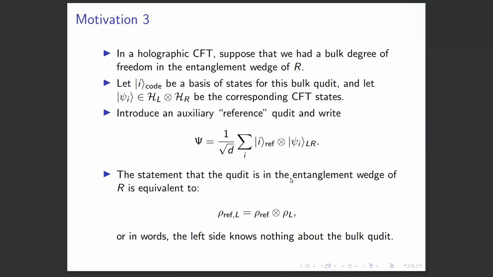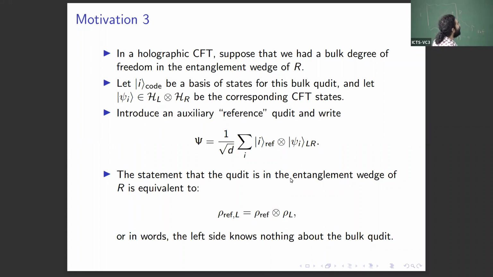Okay. Yeah. All right, good. So this sum over I is running over how many? It's, let's say, whatever the bulk code subspace is. So if you had a bulk degree of freedom that you wanted to reconstruct, let's say it goes from 1 to 2, then the sum over I will be that. So this reference system is exactly isomorphic to the code subspace.